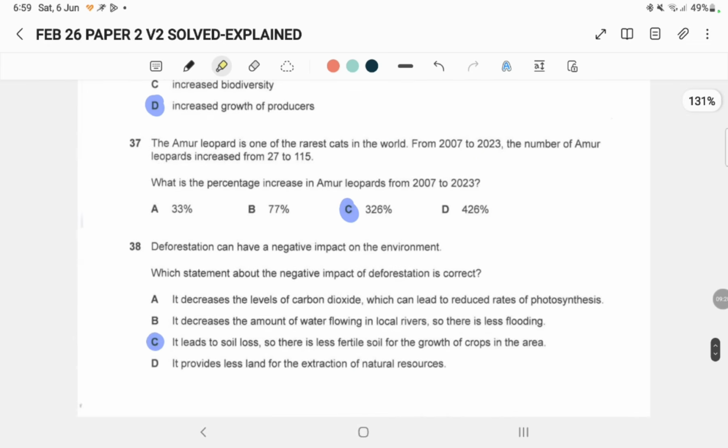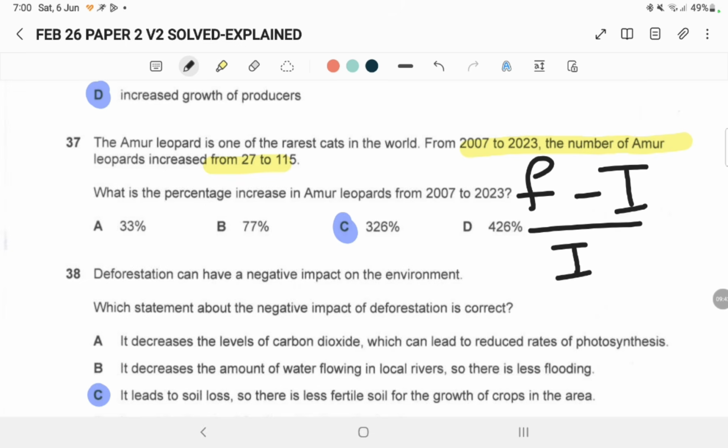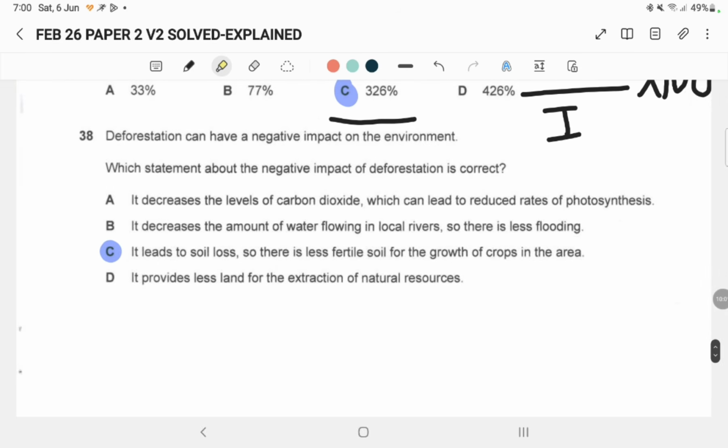Now question 37. I told you here the Amur leopard is one of the rarest cats in the world. From 2007 to 2023, the number of Amur leopards increased from 27 to 115. What is the percentage increase? In order to calculate the percentage increase, you use this formula: final minus initial over initial, multiplied by 100. So the final is 115 minus 27, over 27, multiplied by 100, which is going to give you 326%.